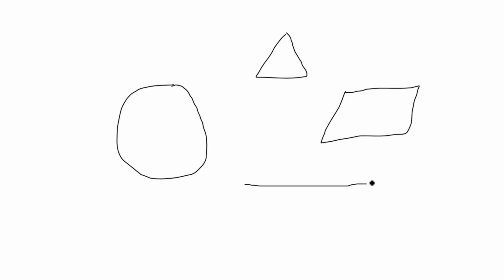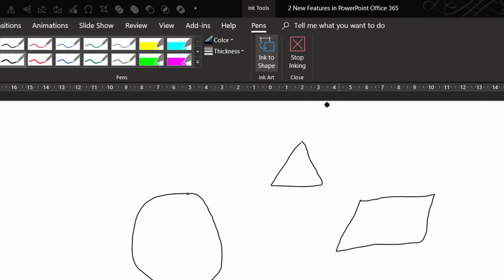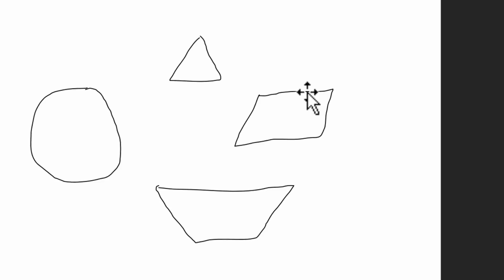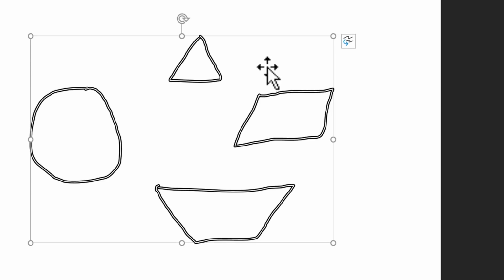Now, I'm going to draw a couple more shapes. The first one of the new shapes is a triangle. Maybe a parallelogram like this is a good one. Maybe a trapezium. Yeah. So now we have drawn quite a few of them. Now, let me go to Stop Inking, and when I select this, you can see that whatever I have drawn now are all grouped together.